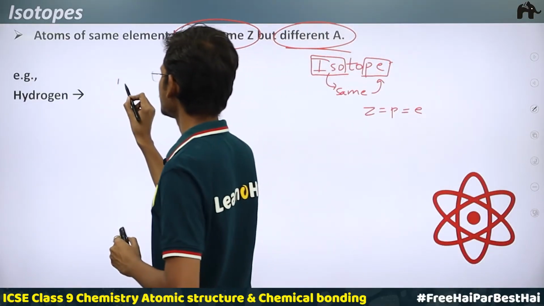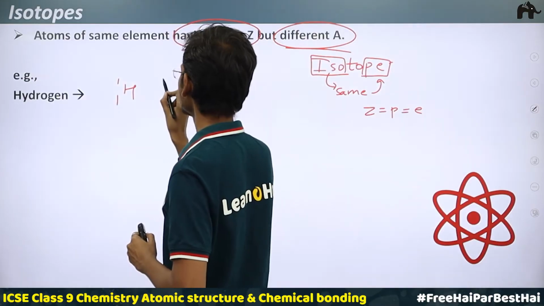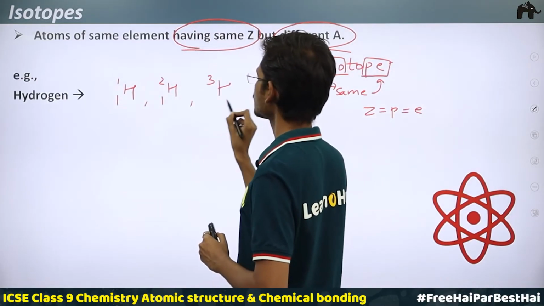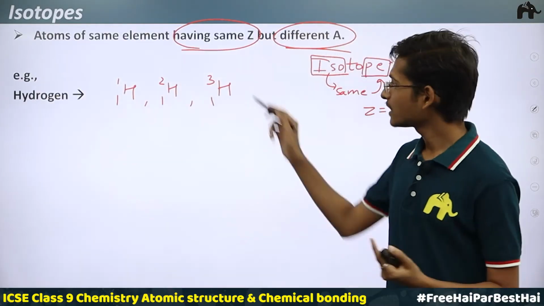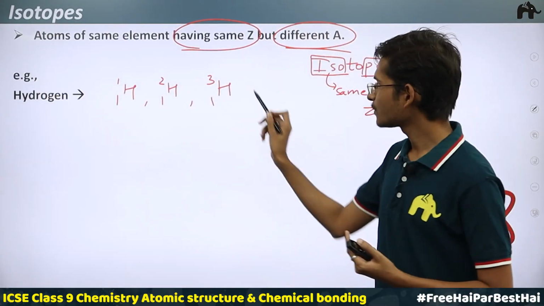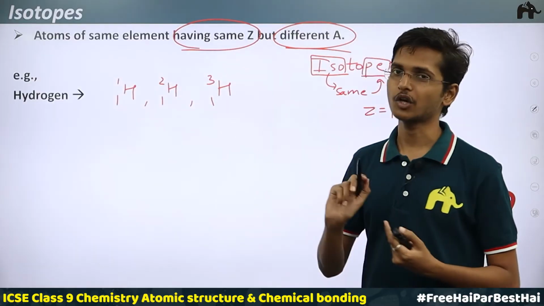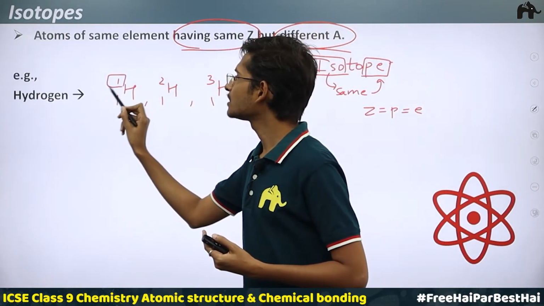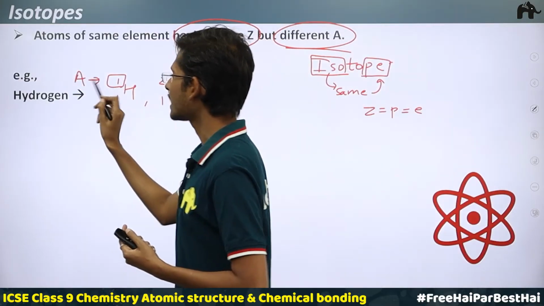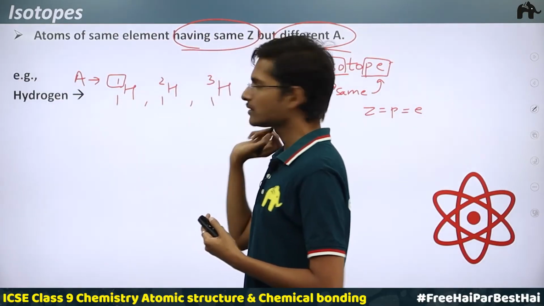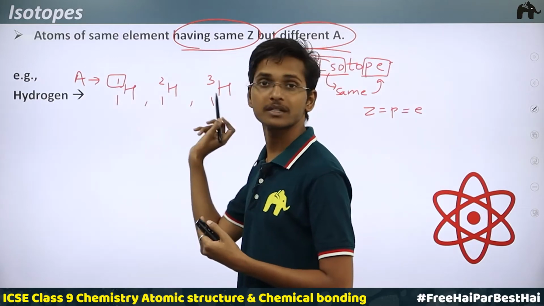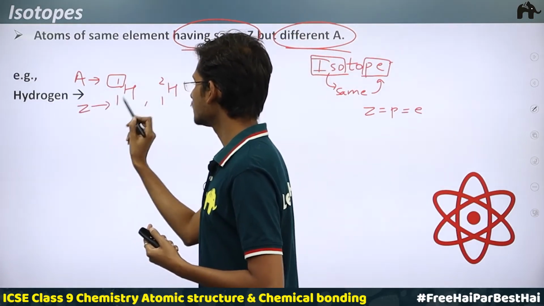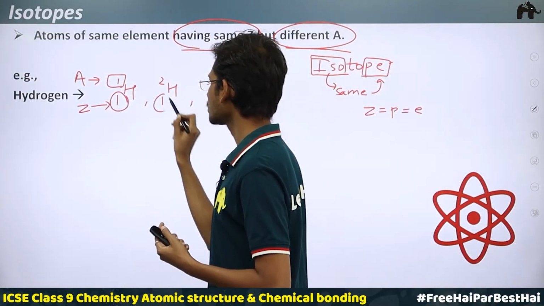I'm just writing here: 1H1, 2H1 and then 3H1. Now we know A to Z: in the center there is the symbol of the element. This is A, the mass number. So numbers written on the top are mass numbers, correct? And A to Z, so numbers written at the bottom are the atomic numbers.